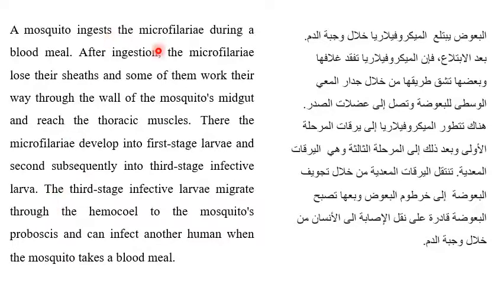The mosquito ingests the microfilaria during a blood meal. After ingestion, the microfilaria lose their sheaths, and some of them work their way through the wall of the mosquito's mid-gut and reach the thoracic muscles. There, the microfilaria develop into first-stage larvae and subsequently into third-stage infective larvae. The third-stage infective larvae migrate through the hemocoel to the mosquito's proboscis and can infect another human when the mosquito takes a blood meal.